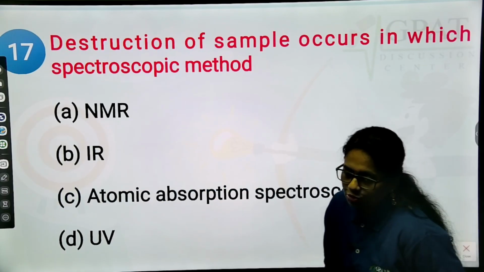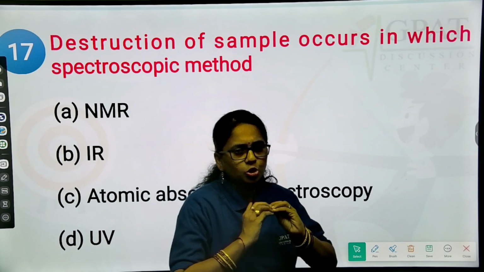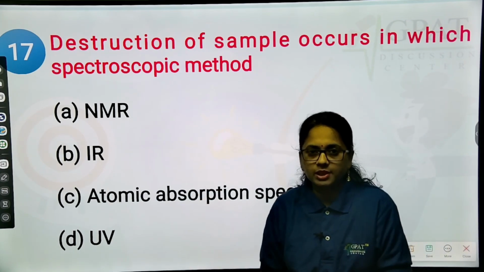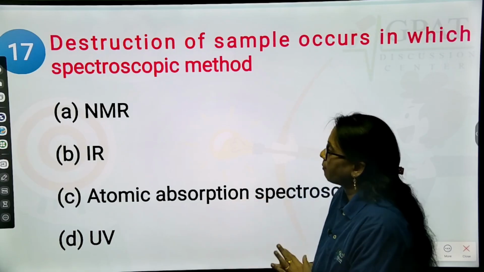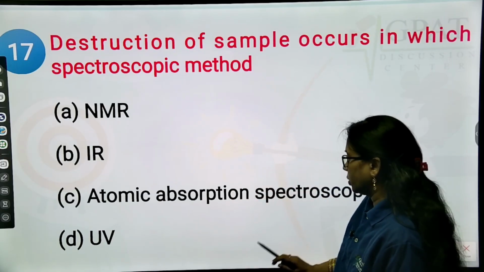Next, destruction of the sample occurs in which spectroscopic method? That means the sample gets totally denatured. No, and one more time, you cannot use that sample, it completely gets denatured. What is that destruction? NMR, IR, atomic absorption, or UV?